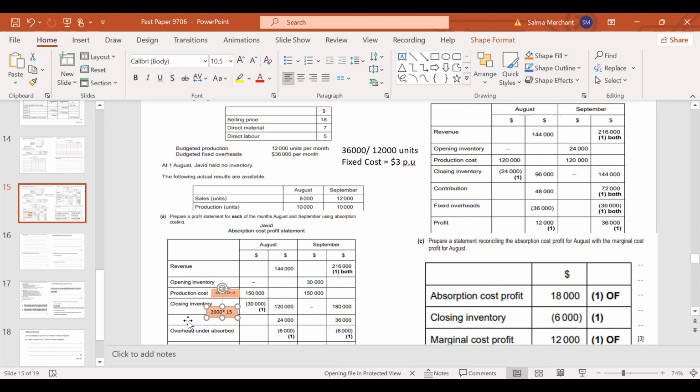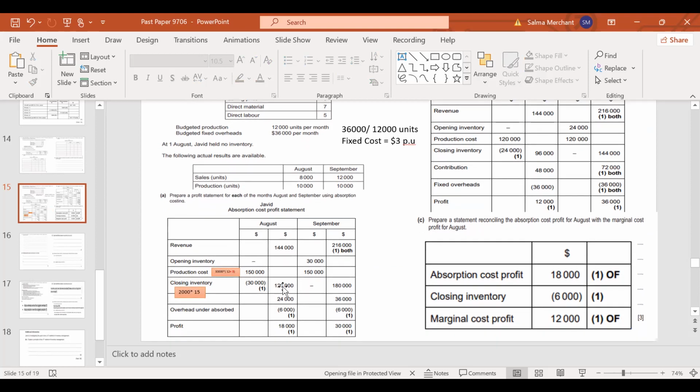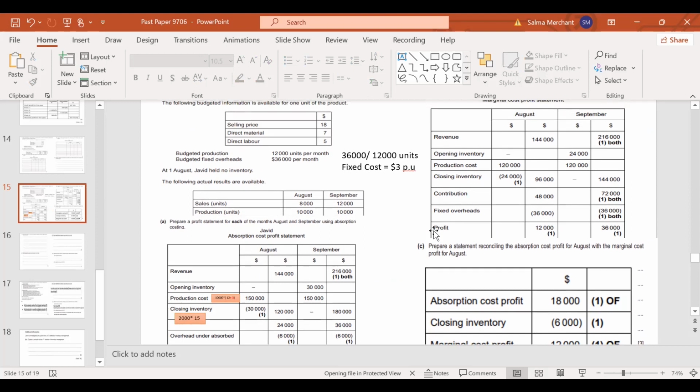So what is your cost of sales? 120,000. So sales minus cost of sales, you've got what? 24,000. 24,000 is your gross profit. Okay, but now understand one thing. You will have overheads absorbed and under absorbed when you take absorption costing. You planned to produce how many units?